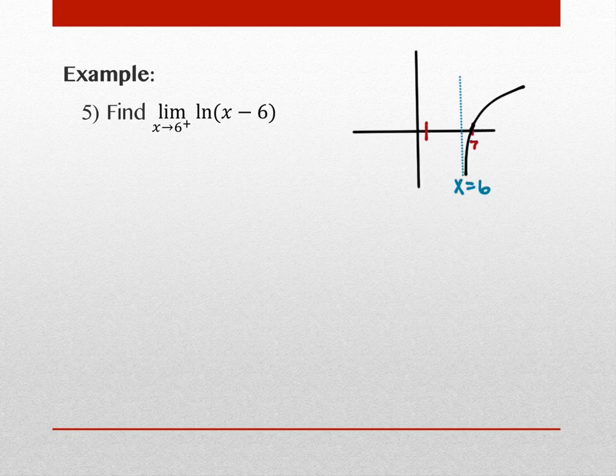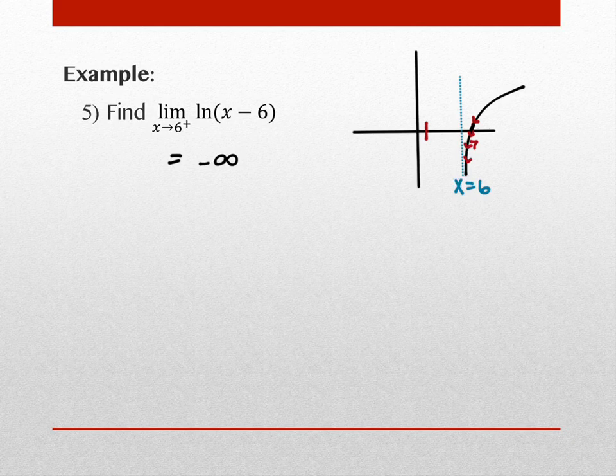So having a perspective of the graph, whether you actually draw it out or whether you just think about it or even whether you use your calculator to draw it, is a good perspective. If I want to find the limit as x approaches 6 from the right, what would that be for this graph? It would be negative infinity. Okay? Just like the x approaches 0 from the right on the original natural log of x graph was.